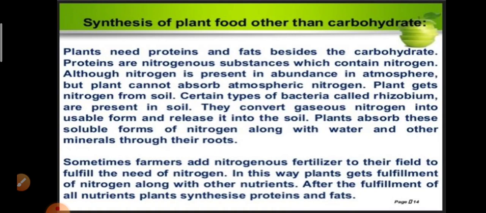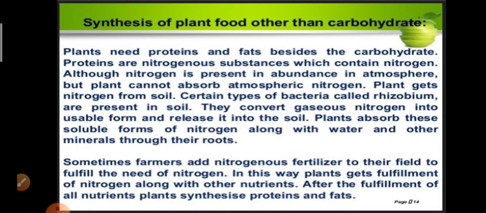Although nitrogen is present in abundance in the atmosphere, plants cannot absorb the atmospheric nitrogen directly. The plant gets nitrogen from the soil. Certain types of bacteria called rhizobium are present in the soil. What do they do? These rhizobium convert the gaseous nitrogen which is present in the atmosphere into a usable form, and release it into the soil. Plants can absorb these soluble forms of nitrogen along with water and other minerals through their roots.